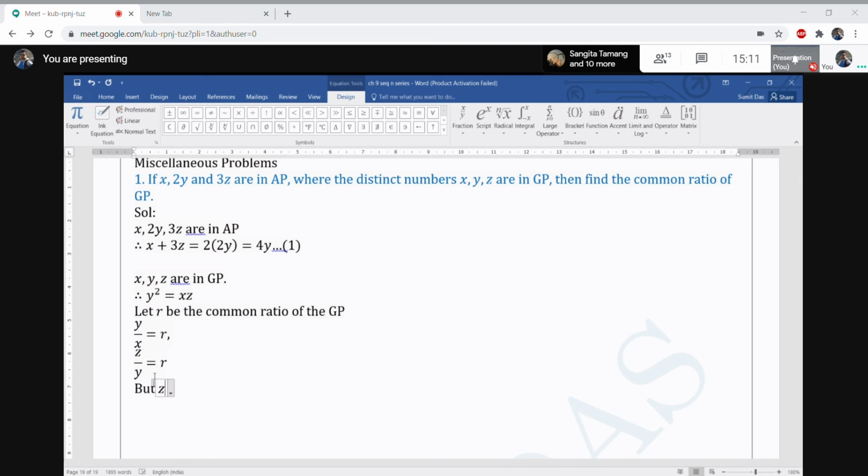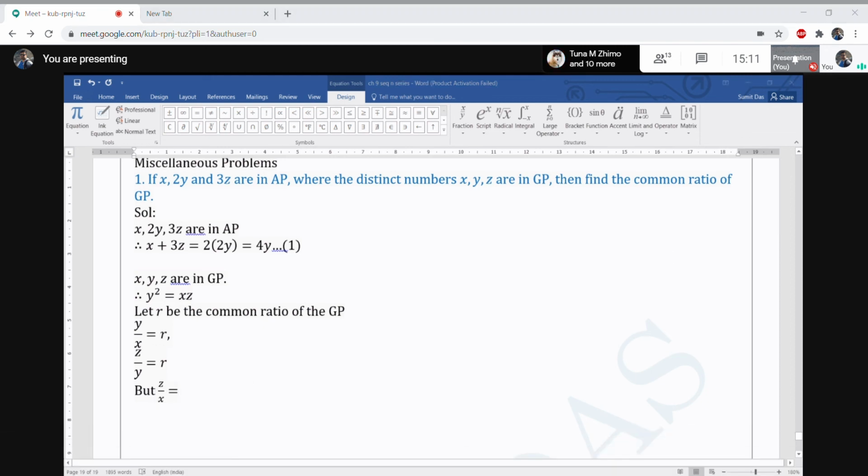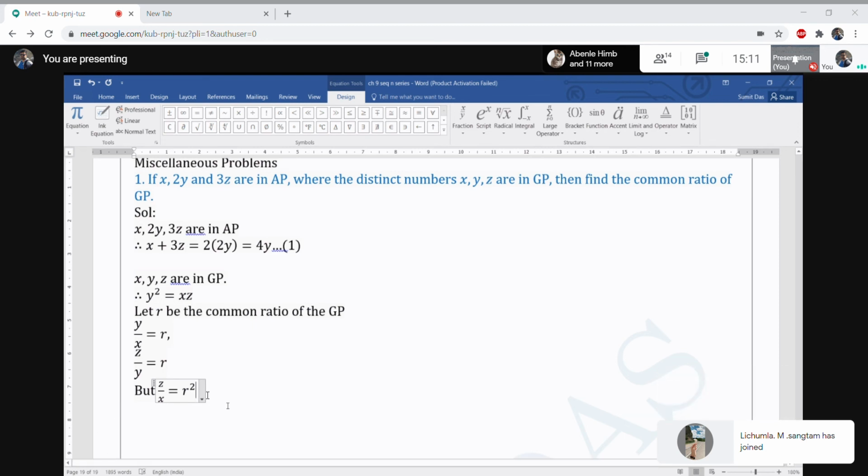Z divided by x. Anyone can tell me what will be z divided by x? Z is the third term, x is the first term. So third term divided by first term will be r square, if r is the common ratio. Okay.